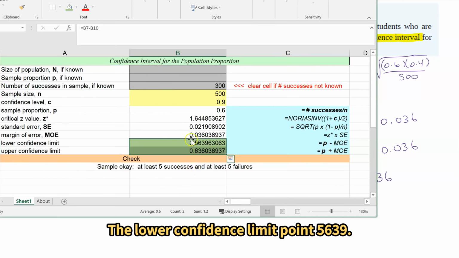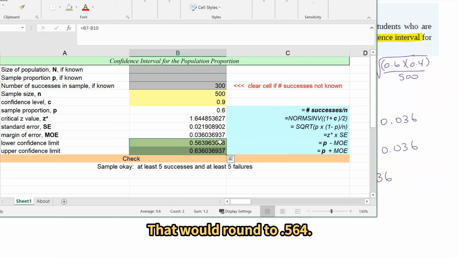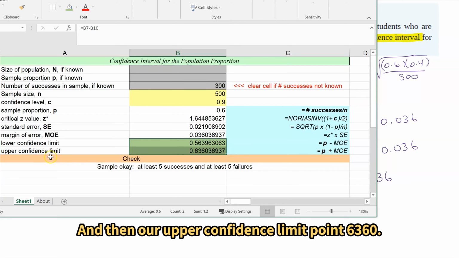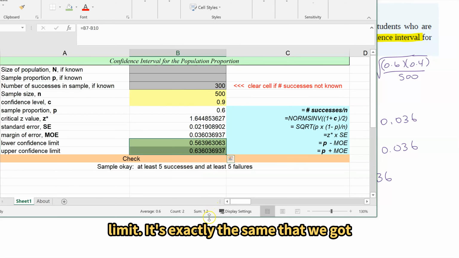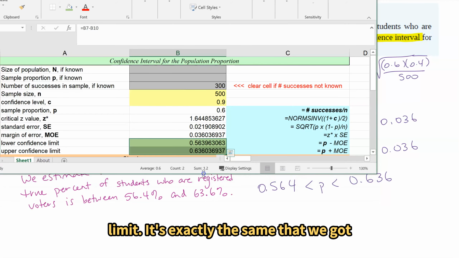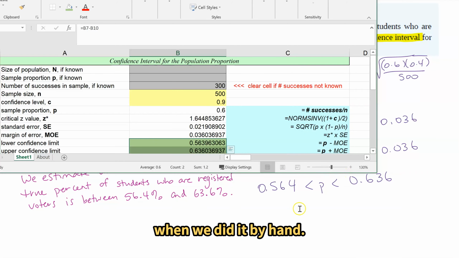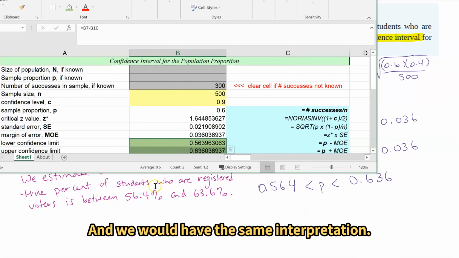The lower confidence limit, 0.5639, that would round to 0.564. And then our upper confidence limit, 0.6360, that's our upper confidence limit. It's exactly the same that we got when we did it by hand. And we would have the same interpretation.